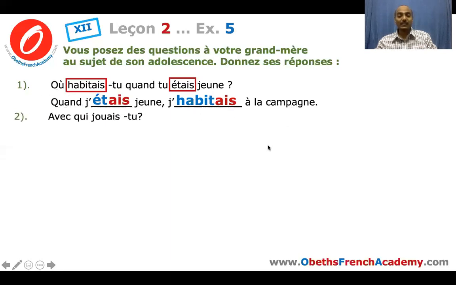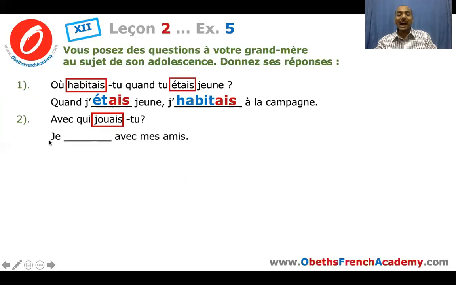The second question. Avec qui jouais-tu? With whom were you playing? So can you see the verb jouer? It's in imparfait. So even in your answer, the verb should be in imparfait. So you will say, I was playing with my friends. So the verb jouer should be in imparfait. Go to the nous form of the present tense, remove ONS, you'll get your imparfait stem. When the subject is je, your imparfait ending is AIS.